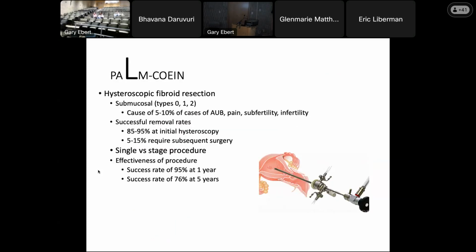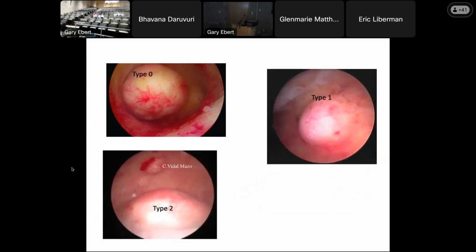So type 0s, these are the most successfully able to be resected, and the type 1s also. In terms of the mechanical morcellators, these are the ones that you really are able to get with that. The type 2s, you really can't. I equate it to using chopsticks versus a 3D.